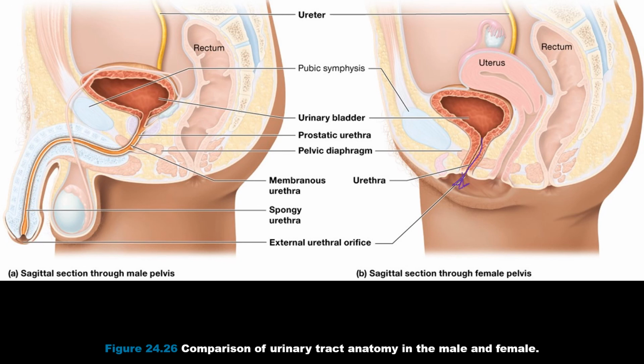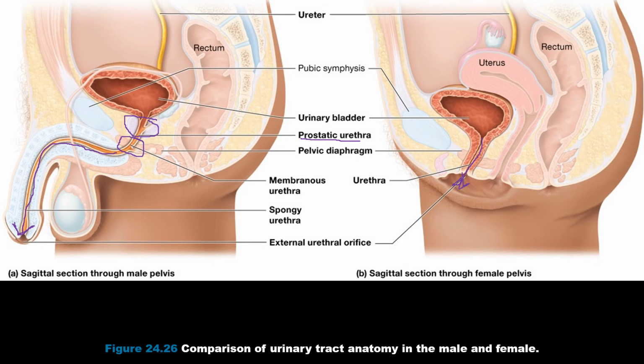Males have this prostate gland, and as the urethra passes through the prostate, it is the prostatic urethra. And then you have the very short membranous urethra as it passes through the levator ani muscle. Eventually, all you have is the spongy urethra, and eventually you get to the external urethral orifice, eliminating this waste from the body.